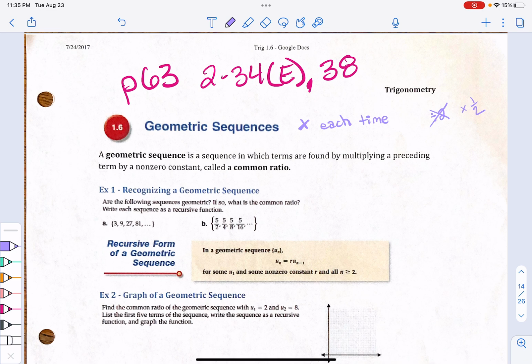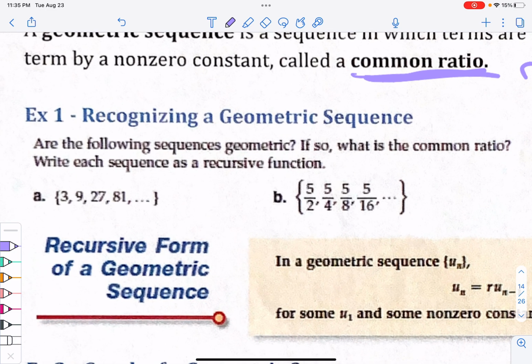And in a geometric sequence, kind of like when we had an arithmetic sequence, we had a common difference, which we labeled as D. This one will have a common ratio, which we'll label as R, okay? And that'll be what we're multiplying by every time. Okay, so first example is just saying, is it geometric? If it is, what is the ratio? What's the value of R? And then write each sequence as a recursive function.